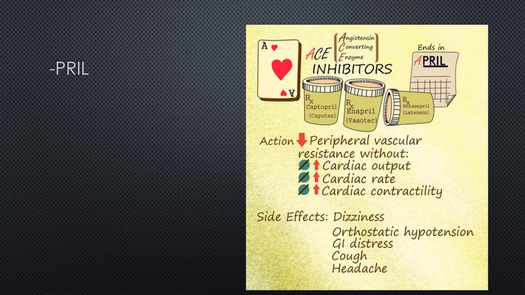So ACE inhibitors end in PRIL. Key side effects: orthostatic hypotension and a dry, irritating cough. Those are the key ones that you should focus in on.